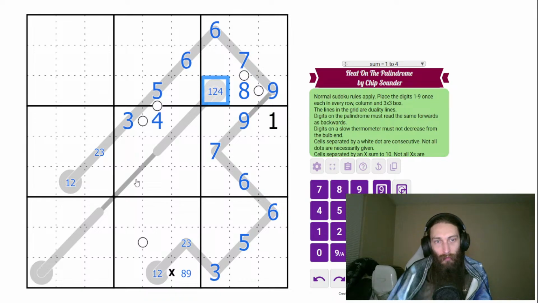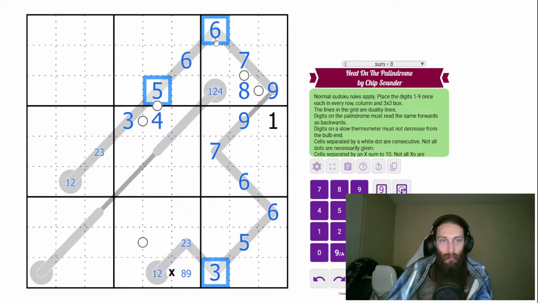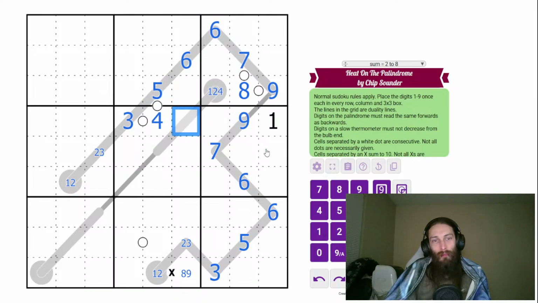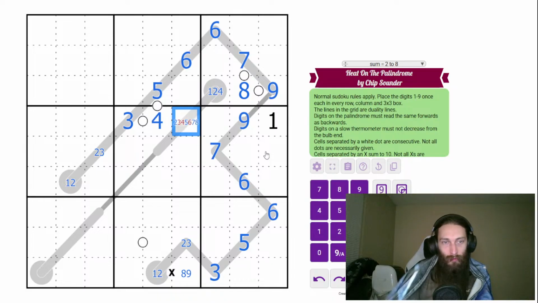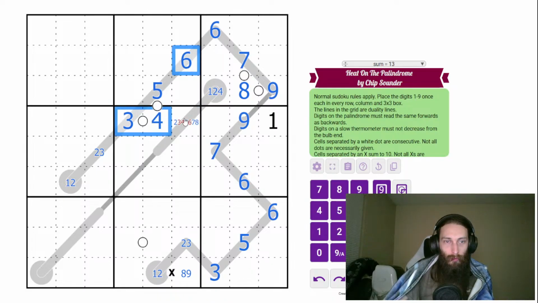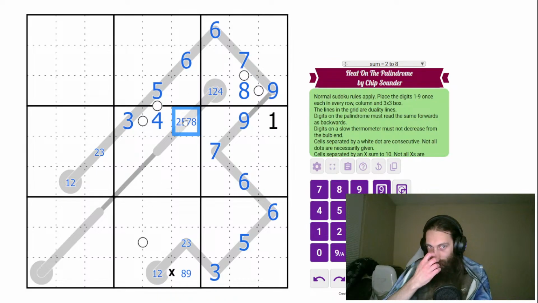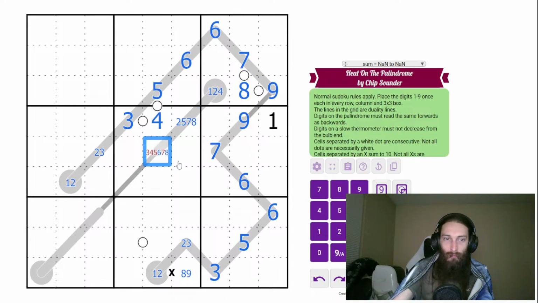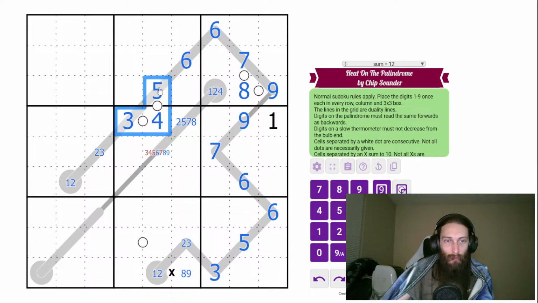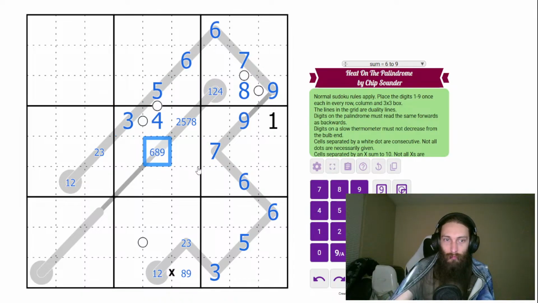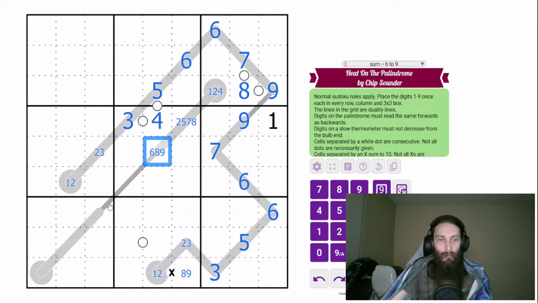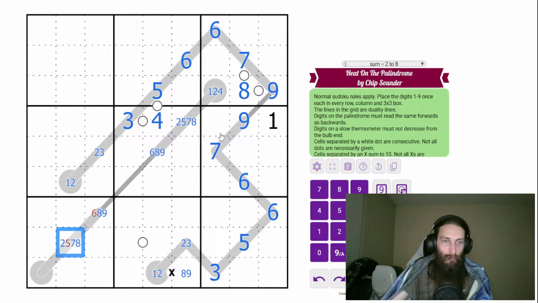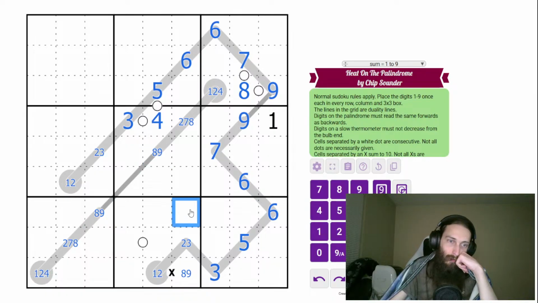Three, 5, 6, and 7. 3, 5, 6, 7. 3, 4, and 6. 3, 4, 5, and 7. Then we lose 5 and 6 as possibilities.